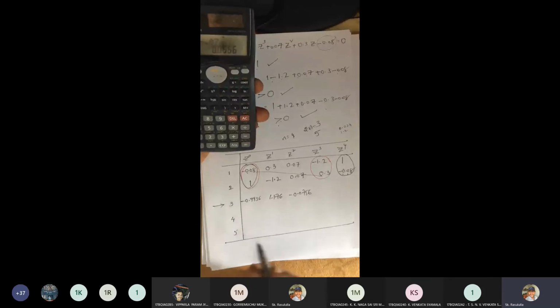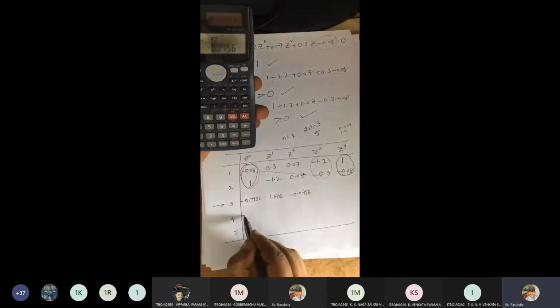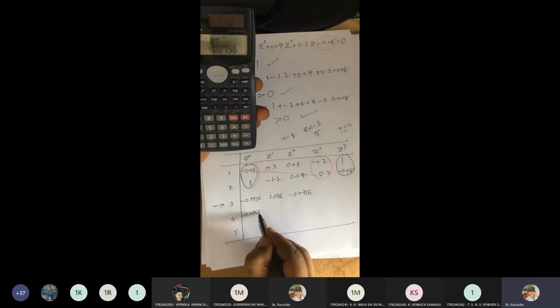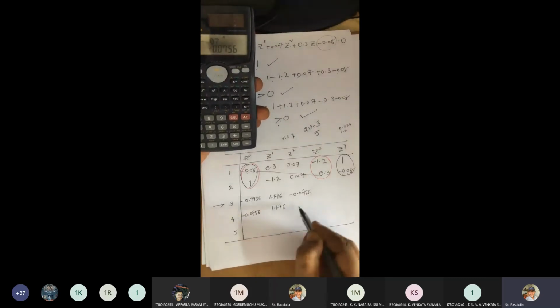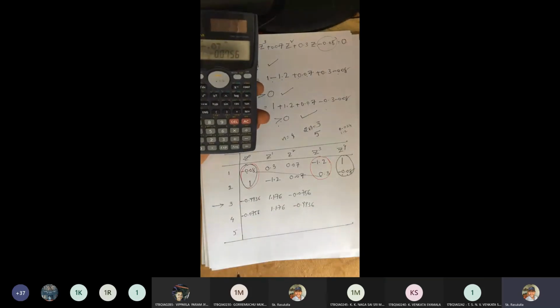Now coming to the fourth row, just take the above row elements in the reverse order. Minus 0.0756, 1.176, minus 0.9936. The fourth row is over.